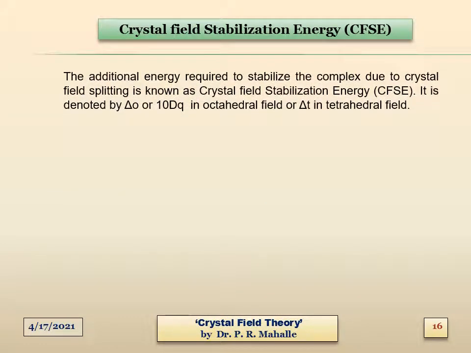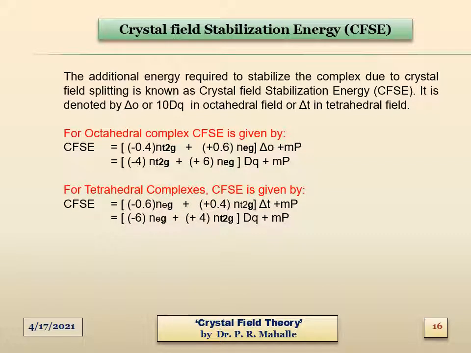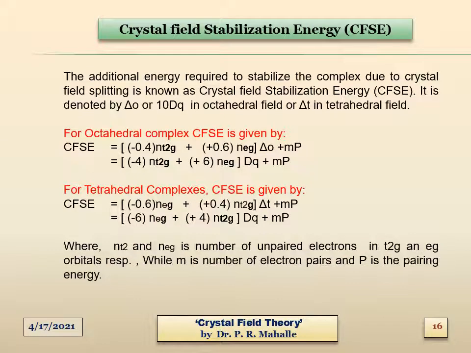Now we will see the crystal field stabilization energy. As we have seen, the additional energy which is required to stabilize the complex due to the crystal field splitting is denoted by delta O in an octahedral field and delta T in a tetrahedral field. For an octahedral field, the crystal field stabilization energy is given as follows. For a tetrahedral field, it is given as follows, where the number of electrons in the t2g and eg orbitals, and m is the number of electron pairs, while p is the pairing energy, are present in the crystal field stabilization energy.